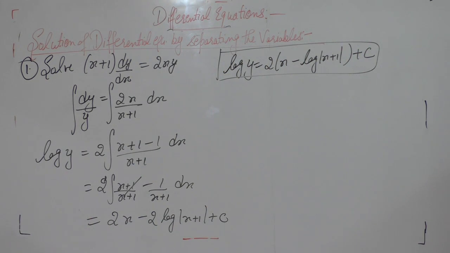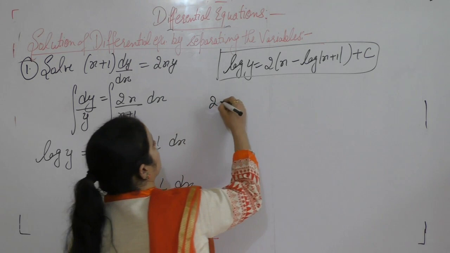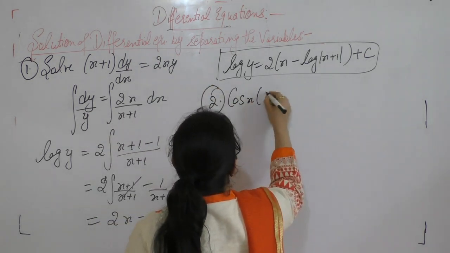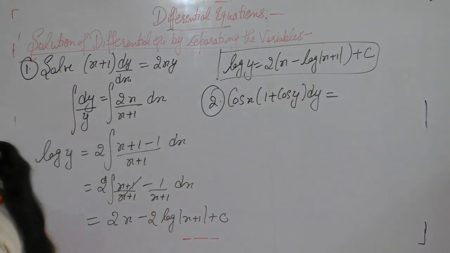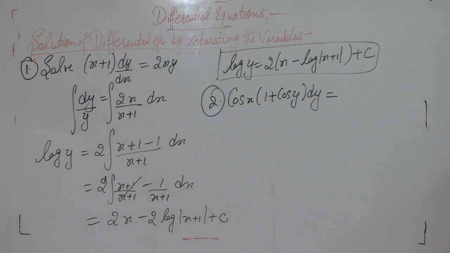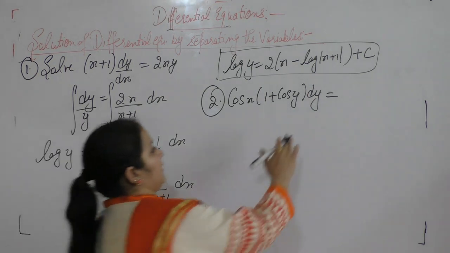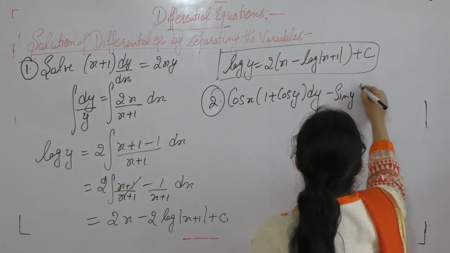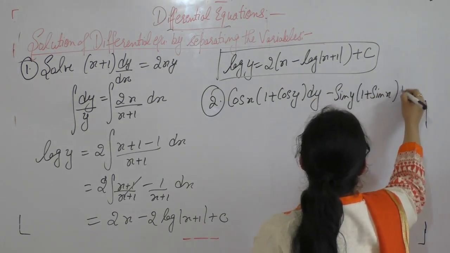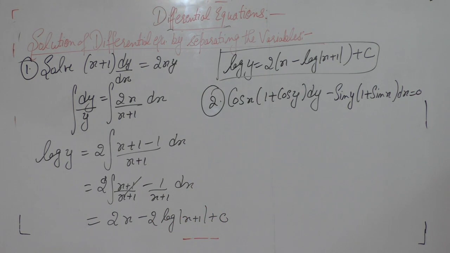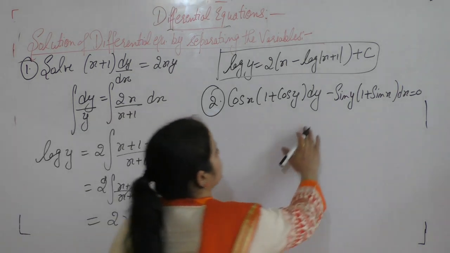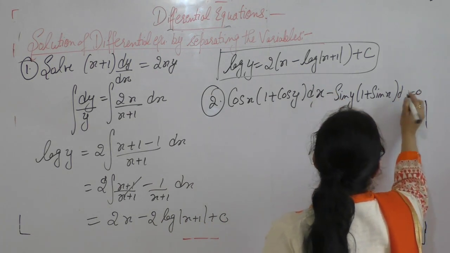Second is solve cos x (1 + cos y) dx minus sin y (1 + sin x) dy is equals to 0. Here we have dx and dy.